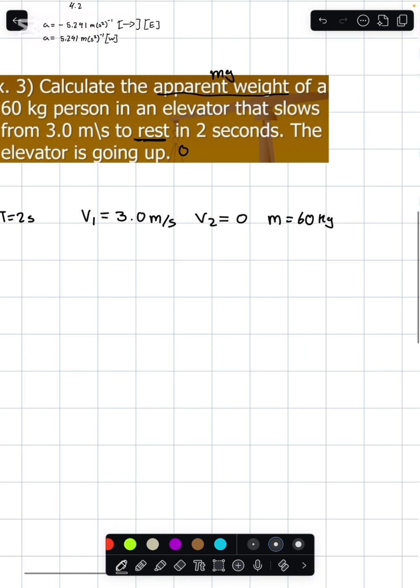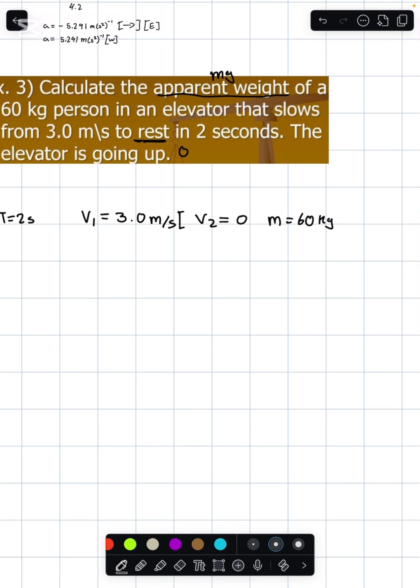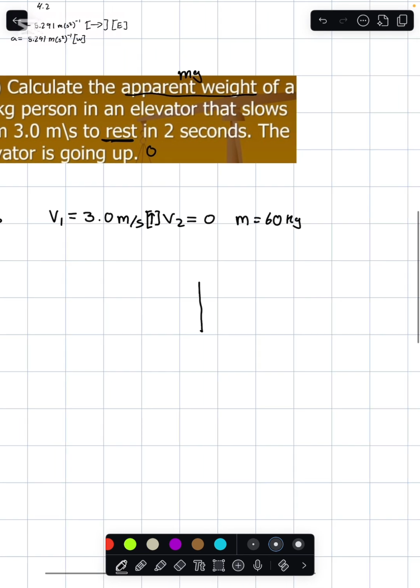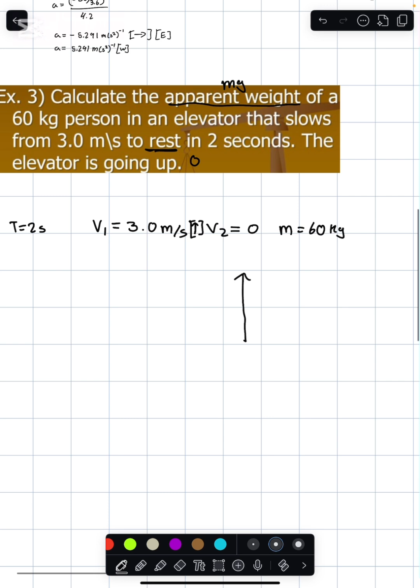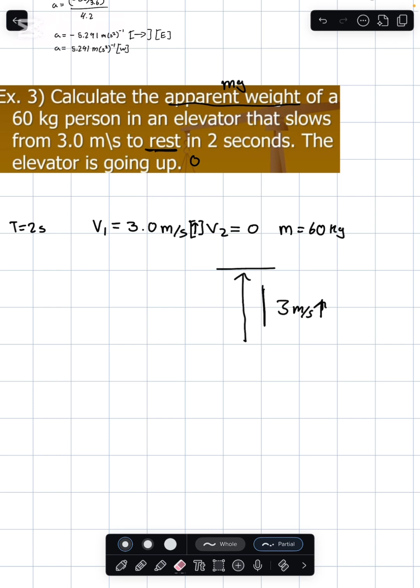The elevator is going up. So since we have our elevator's direction, this will go upwards until rest. So it'll be going up until it completely stops. So this will be 0, and this constant velocity will be 3 meters per second going upwards. So if you don't understand that, I can't help you. I'm kidding. Of course I can.